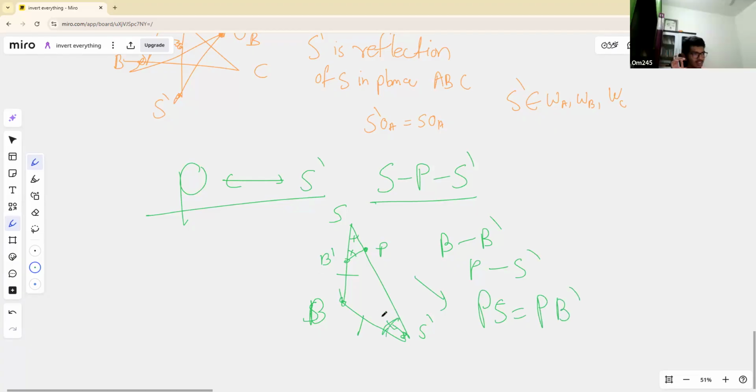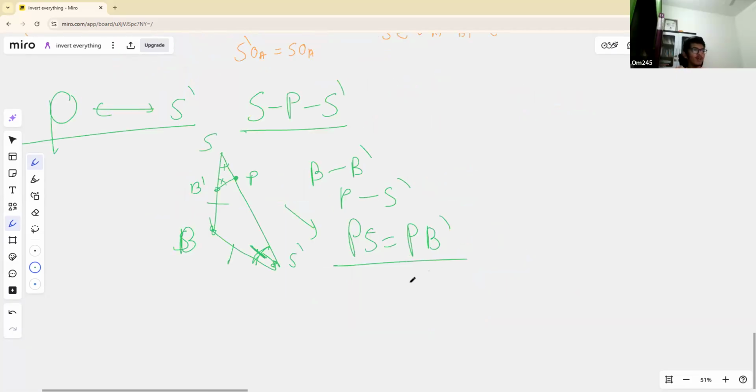We just use these two angles, and similarly this can be done for the other points. So we get this, and this implies P is a circumcenter. We are done.